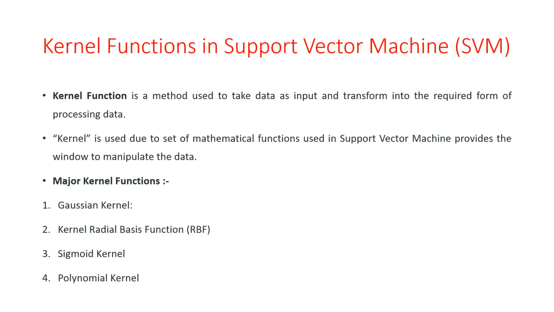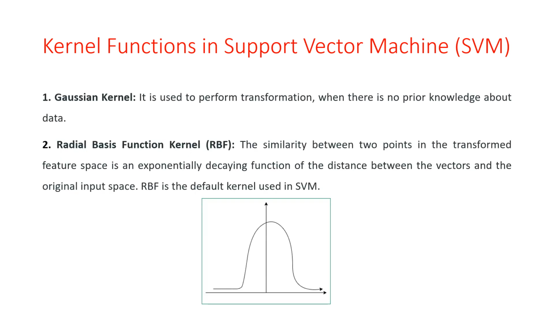For implementing the kernel functions, first of all we require the sklearn library. If you are using Python, we require the sklearn library to implement these kernel functions. What are the kernel functions? First is the Gaussian kernel, second is the radial basis function kernel, RBF, third one is the sigmoid kernel, and the fourth one is the polynomial kernel. Let us discuss these kernel functions one by one. First is the Gaussian kernel.